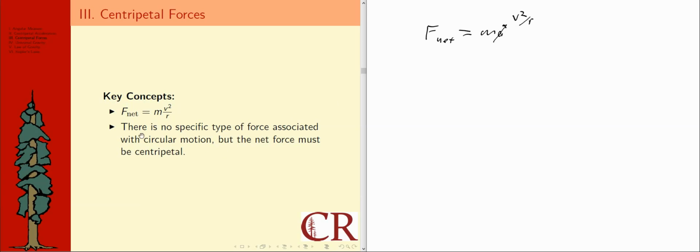It says here on the key concept slide that there is no specific type of force associated with circular motion, but the net force must be centripetal. In other words, the net force must somehow explain how this centripetal acceleration is happening, therefore it must point in that direction. What centripetal means is that direction, towards the center.